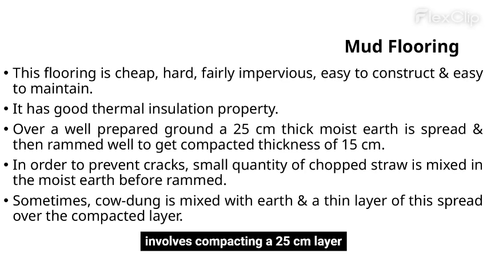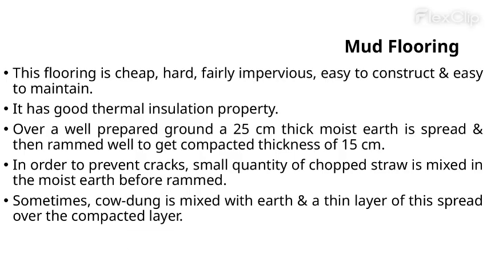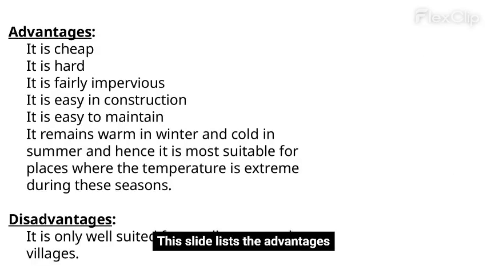Construction involves compacting a 25 cm layer of moist earth to 15 cm, often mixed with chopped straw to prevent cracks. Sometimes cow dung is added for a thin surface layer. This slide lists the advantages and disadvantages of mud flooring.